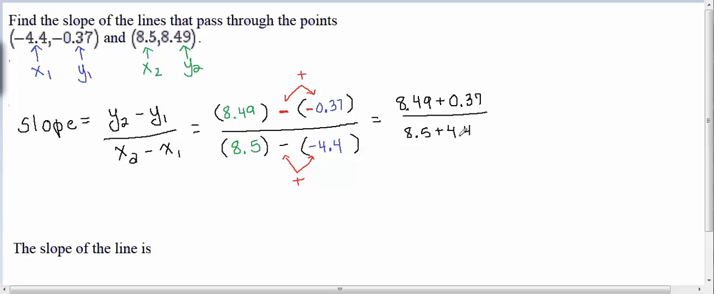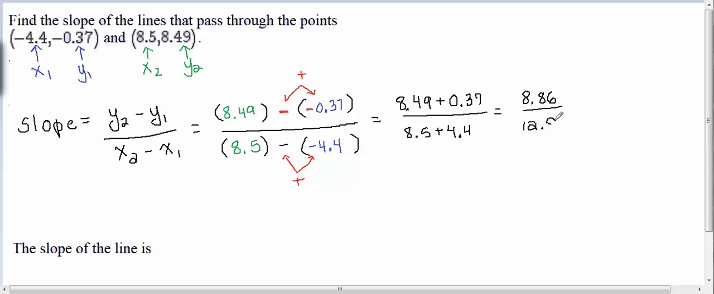So if you'd like to pause the video for a second, put those into your calculator. When you add together 8.49 plus 0.37, we're getting 8.86, and don't worry too much about having a decimal in the top of your fraction just yet. Let's finish our calculations. In the bottom, we have 8.5 plus 4.4, which gives me 12.9.